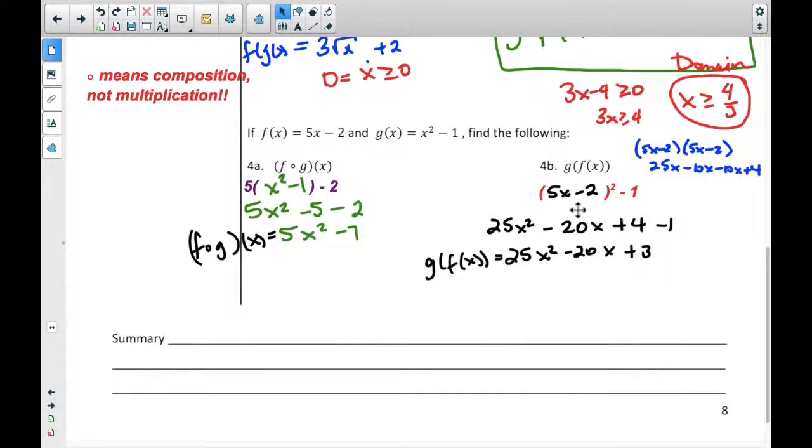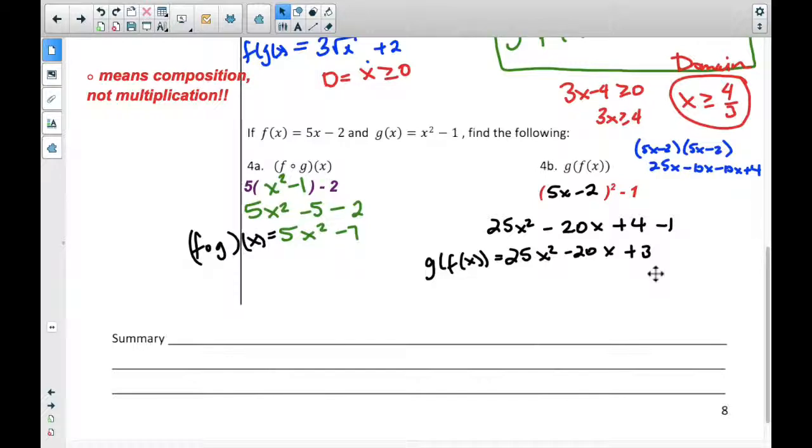Because you're plugging in 5x minus 2 into the x, you have to square it. And if you're not sure where I'm talking about, right here in blue, I'm squaring it. So I square it, and I get 25x squared minus 20x plus 4, but I still have the minus 1. And so when I simplify that, I get 25x squared minus 20x plus 3.